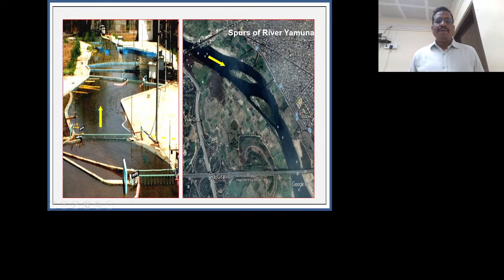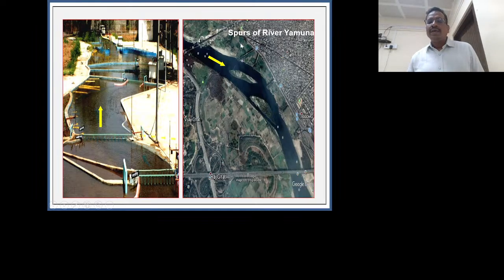But the Indraprastha barrage is there. So water is diverted from here. We have to divert the water towards Indraprastha barrage. So we have given the series of spurs in this location so that water is diverted towards Indraprastha barrage. Okay, these are the guide bunds. Pink color are guide bunds and yellow color are spurs.